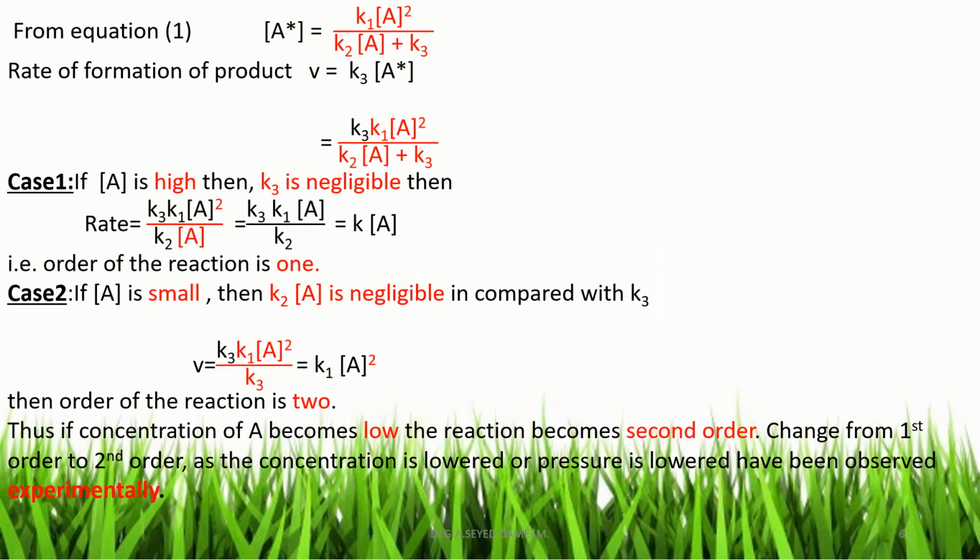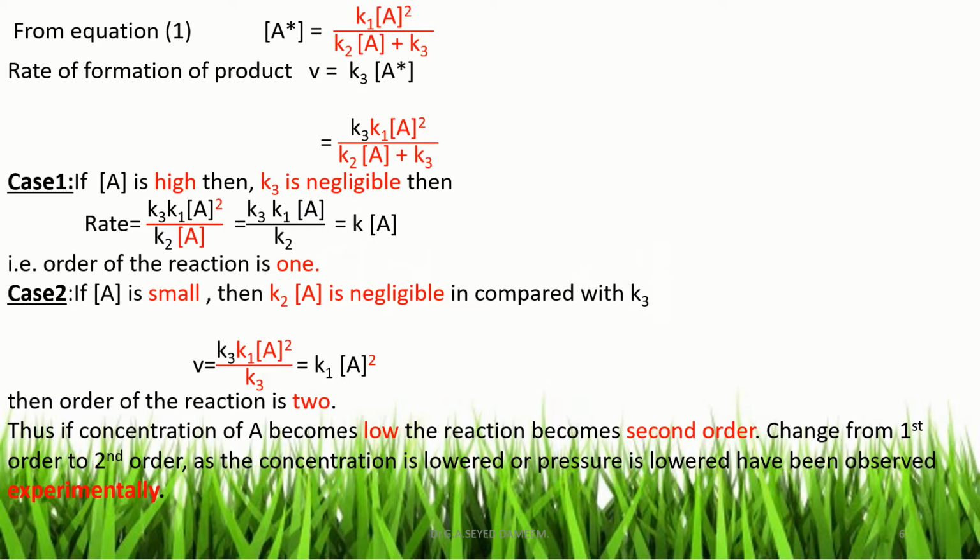Now there are three rate constants: K3, K1, K2. On replacing these rate constants by another constant K, the rate of the reaction is given by K into concentration of A. This is the rate if the concentration of A is high.